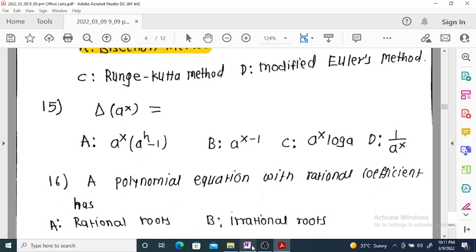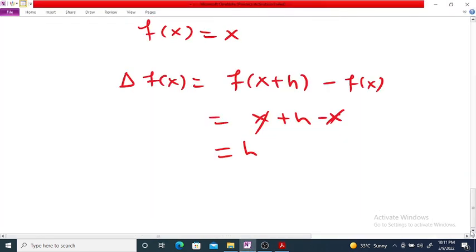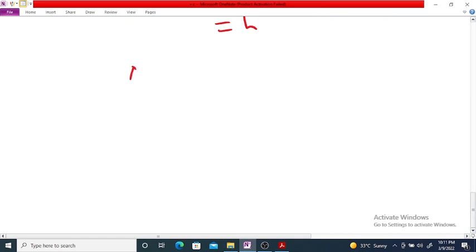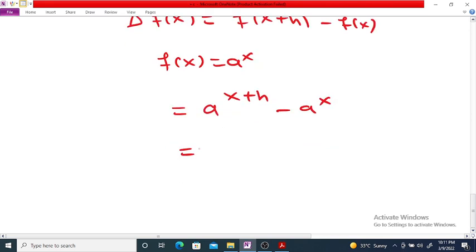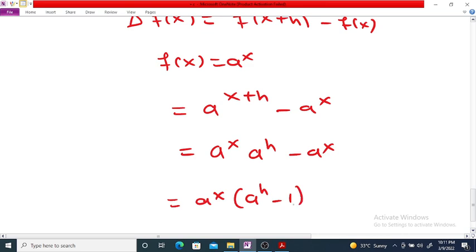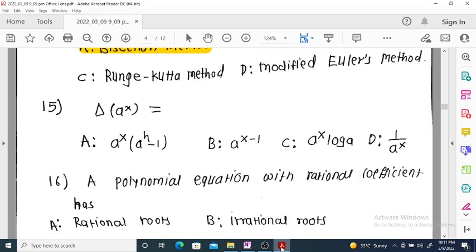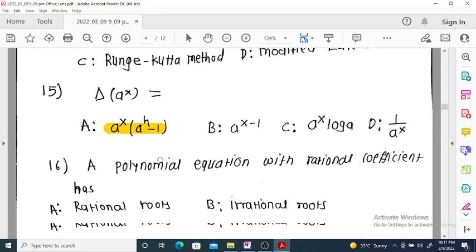So what is delta a raised to x? We know that the first forward difference of f of x is f of x plus h minus f of x. Here f of x is equal to a raised to x. So this is nothing but a raised to x plus h minus a raised to x. As we know that a raised to m plus n is the same as a raised to m times a raised to n, if we take a raised to x outside, inside the bracket we get a raised to h minus 1. So the correct option is a raised to x times a raised to h minus 1.